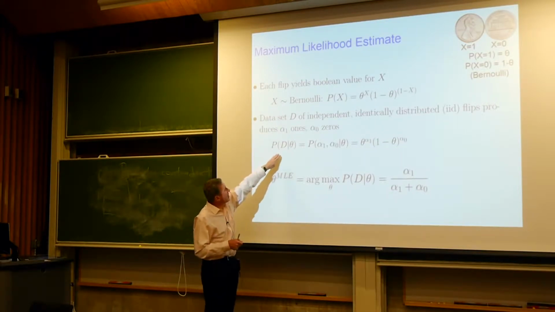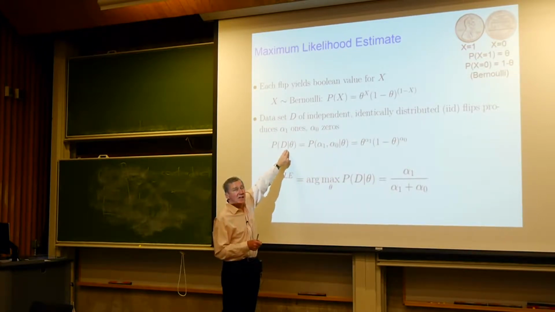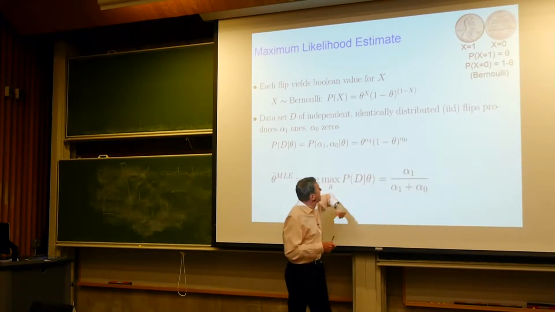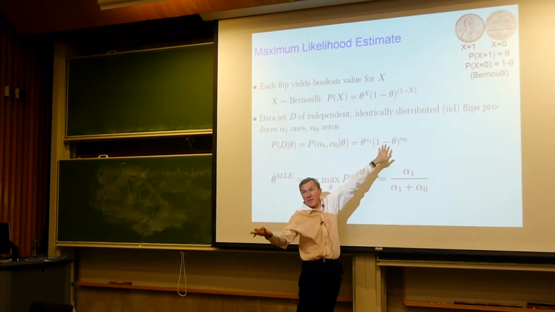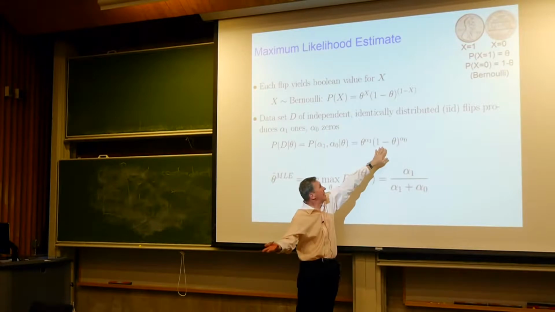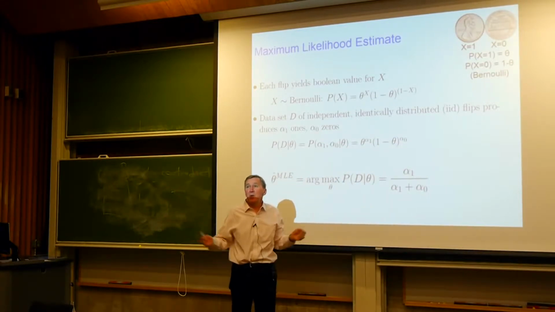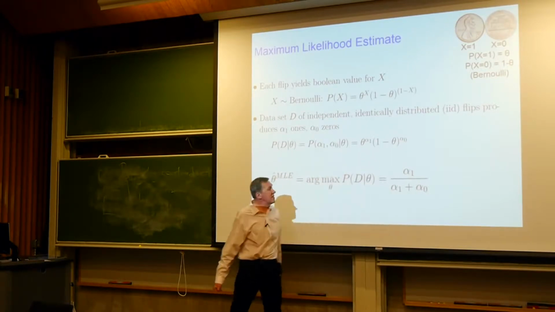And so it was easy for us to write down an expression for the probability of the data. If we observe alpha 1 heads and alpha 0 tails, then it's just theta to the power of the number of heads, times 1 minus theta, of course, that's the probability that we'll get a tails, to the power of the number of observed tails. That's just the probability that we'll get for a collection of alpha 1 heads and alpha 0 tails.